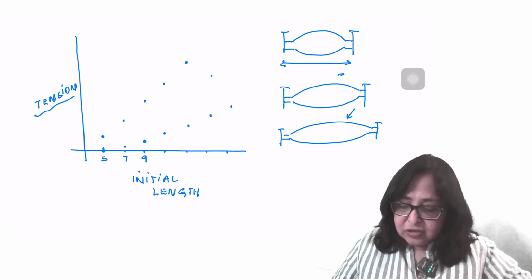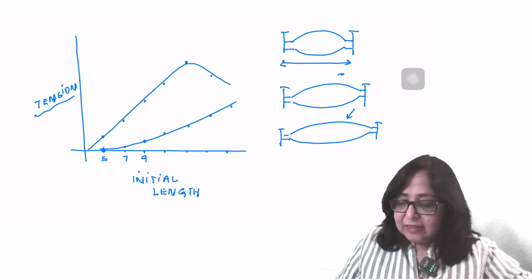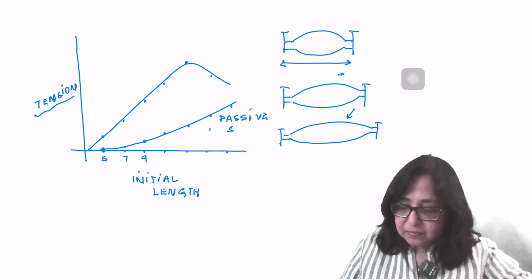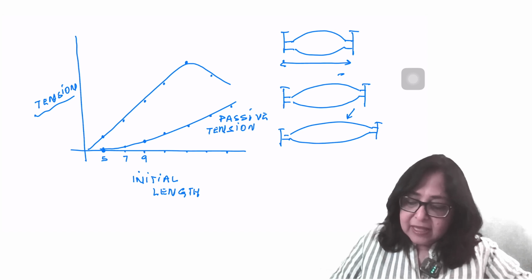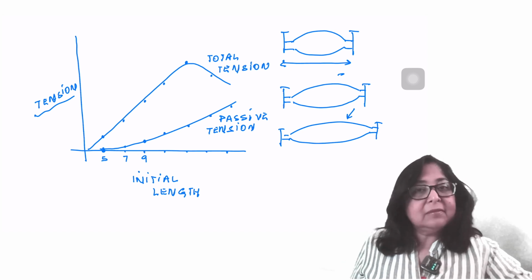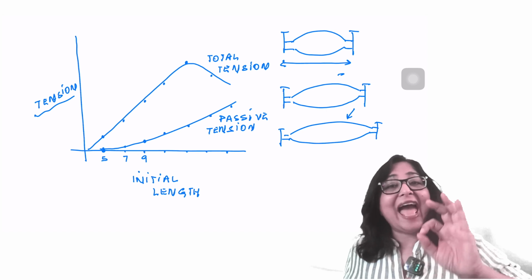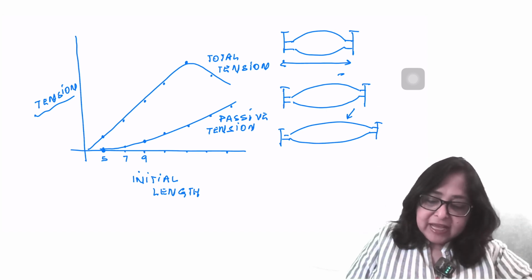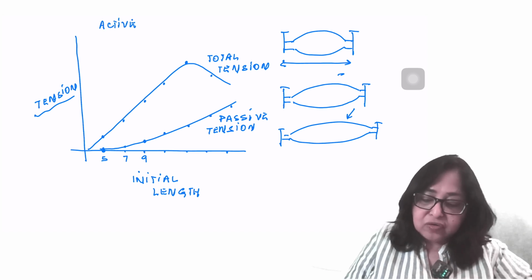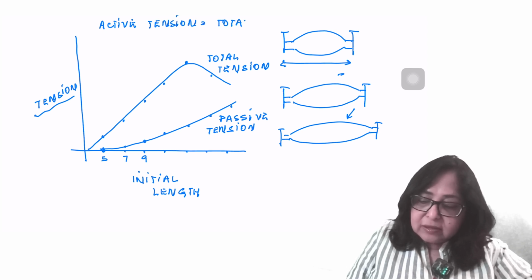Right? So this is the graph that we get. This is known as the passive tension due to the stretch. And this is a graph of total tension. Right? Now there is a third term called active tension. What is active tension? Active tension means I want to know how much is the tension generated only due to the muscle contraction. So active tension will be total tension minus the passive tension.